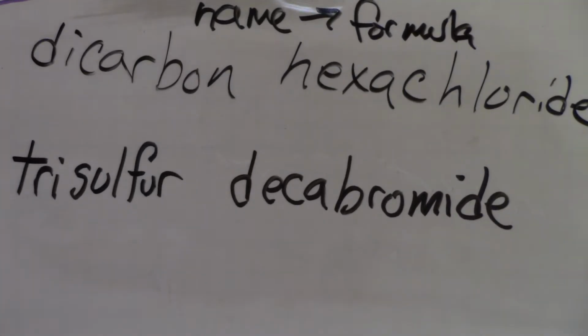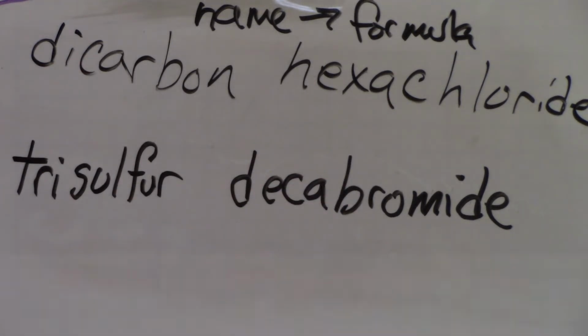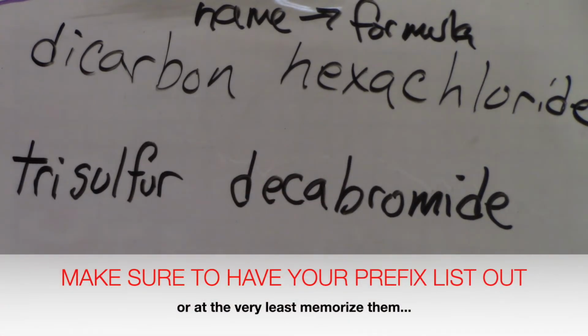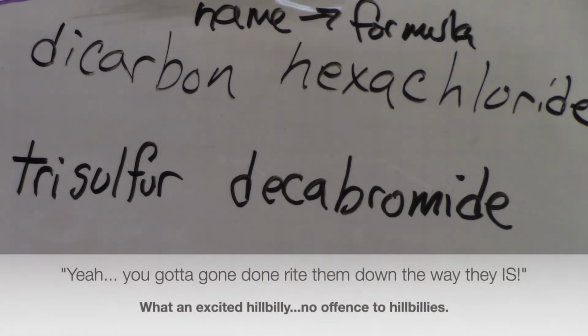Name to formula. Now this one is super easy, but I have to give you caution. Sometimes students will blend the rules for ionic and molecular compounds, and you can't do it. You've got to keep it straight. When you're looking at a name like dicarbon hexachloride, and then trisulfur decabromide, these are two different examples. All you have to do is read them, and then write them down the way they are.